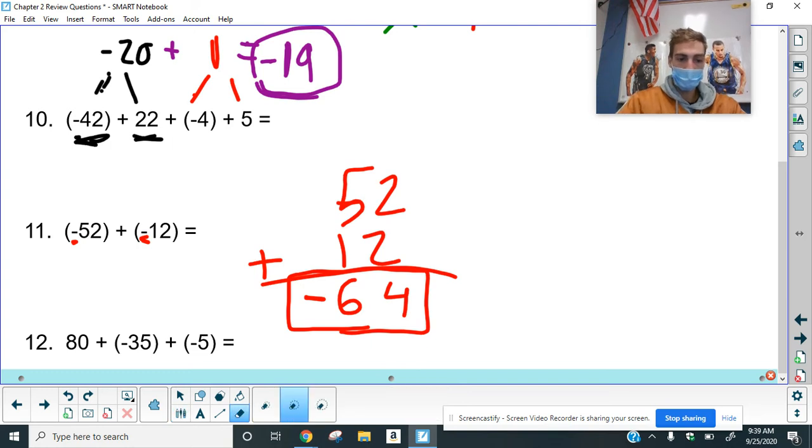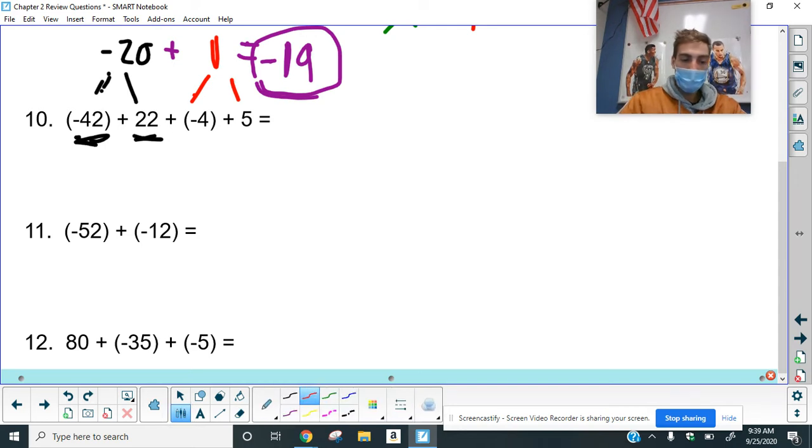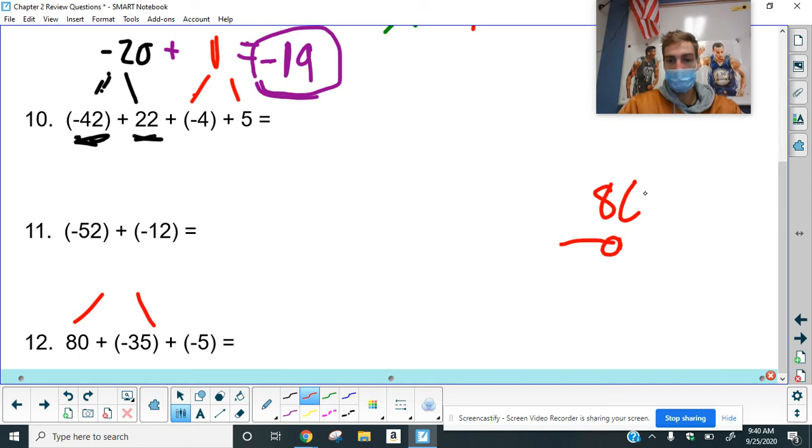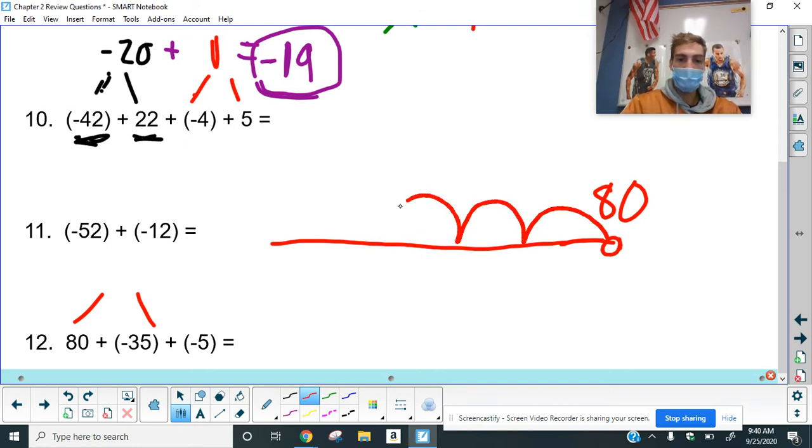All right, looking at this last problem here. It says 80 plus negative 35 plus negative 5. So first I'm going to do 80 plus negative 35. So I'm at 80 on my number line, and then I'm going to add negative 35. So let's see what happens if I jump negative 5, 10, 15, 20, 25, 30, 35.